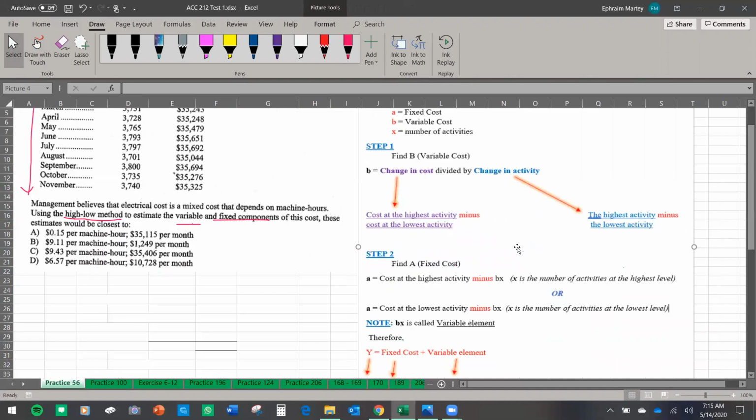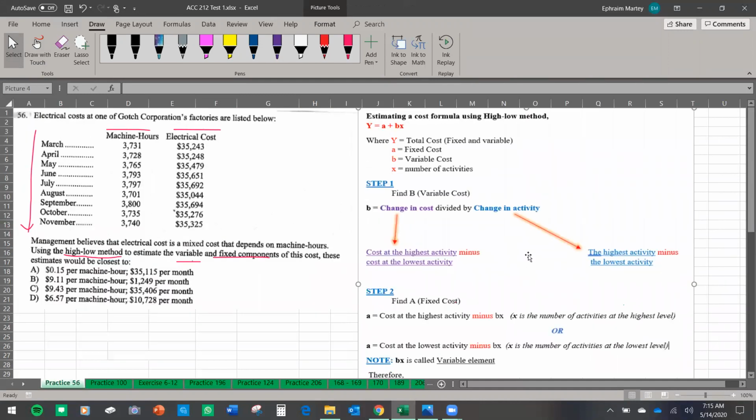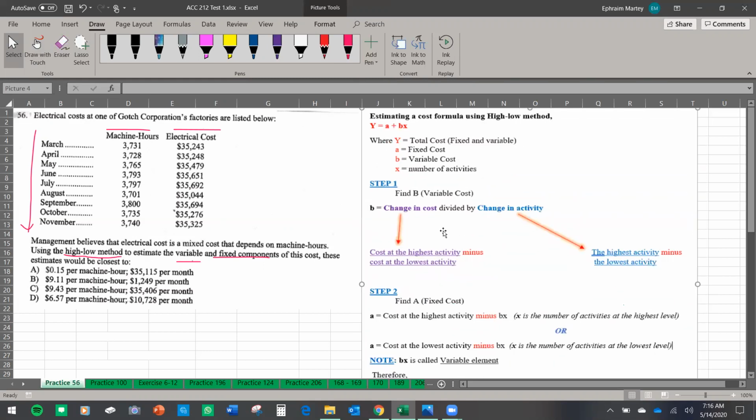So I have my own notes that I have done here. When we're doing the high-low method, we have the high and the low. Here we are trying to find y, and y is a plus bx. A is the fixed cost, b is the variable cost, and x is the amount of activity. That's what we're trying to find. But we need to start with finding our variable cost. We need to start with finding b. So the first step you will want to do is to find b. What is b? b is the change in cost divided by the change in activity.